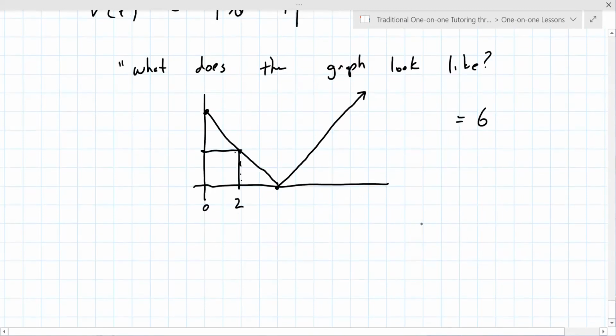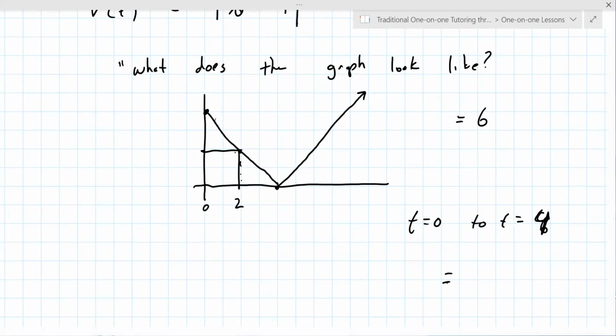So now if I wanted you to go from t equals 0 to t equals 4, that's this whole big triangle. So you can just do 1/2 times 4 times 4. That's 16, half is 8. Yes. Okay.